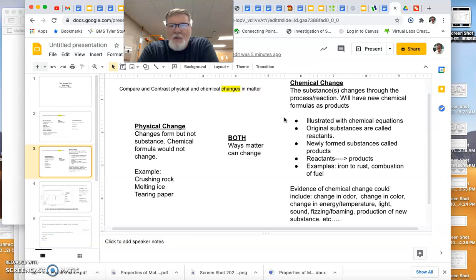Remember from the pumpkin demo, we had evidence of chemical change, things like changing in odor, changing in color, change in energy or temperature, production of light, sound, fizzing and foaming, production of new substances. So again, just because you have one of those doesn't automatically mean you have a chemical change, but if you have multiple pieces of evidence, there's a pretty good chance you have a chemical change occurring.